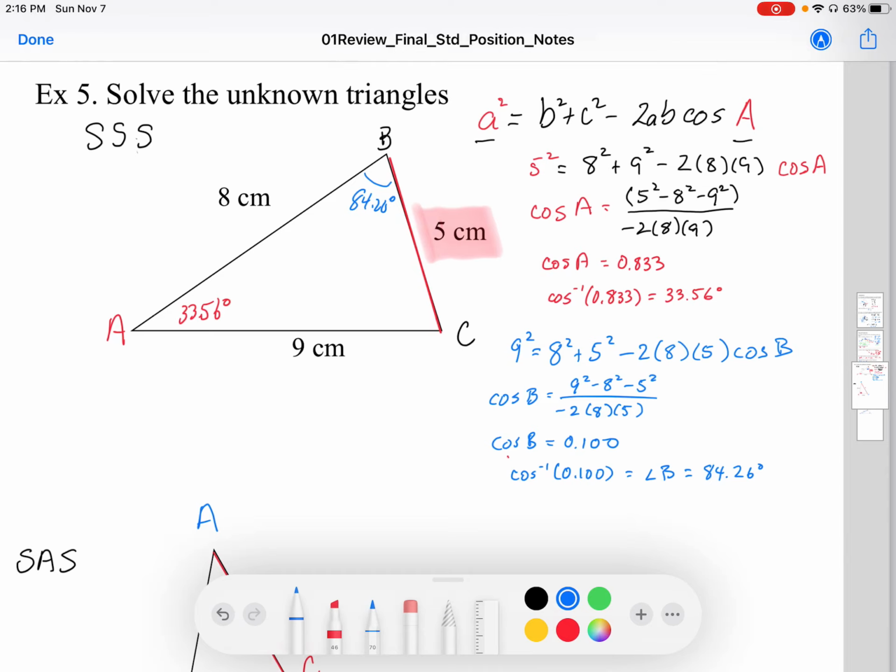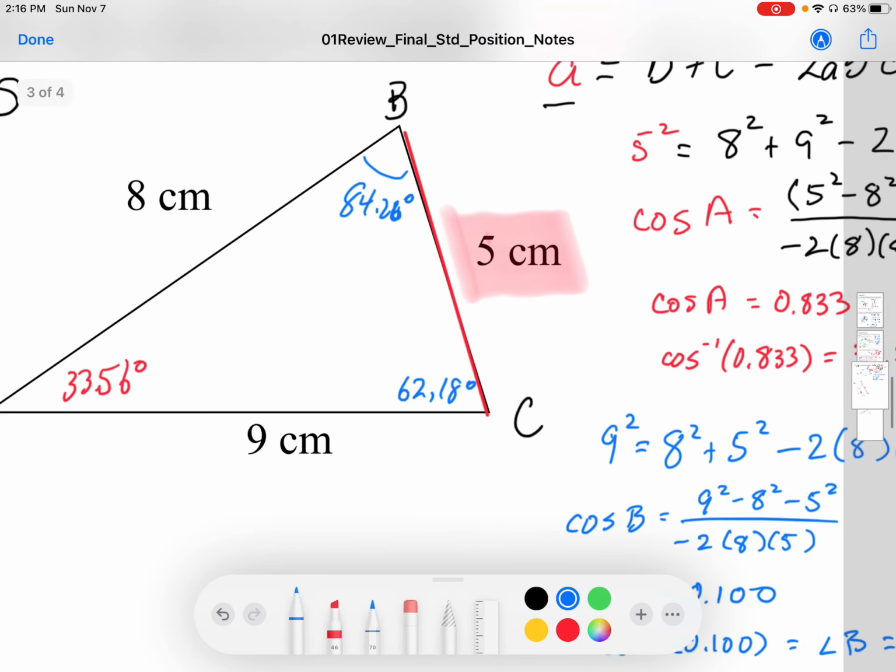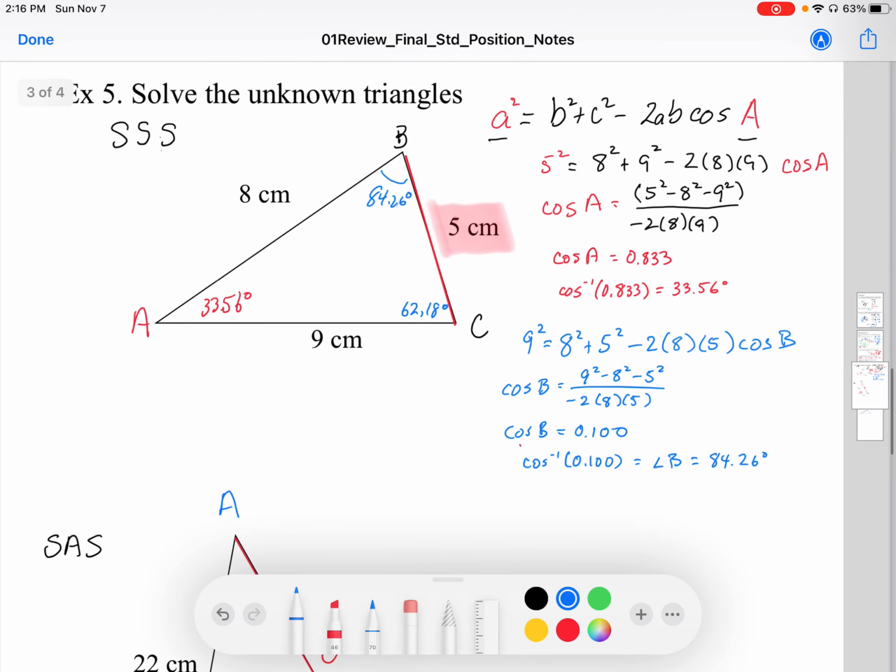So 180 minus 33.56 minus 84.26, and I get 62.18 degrees. Just cleaning that up. 84.26 degrees and 62.18 degrees. So I've solved for that triangle, solved for all three angles of that triangle.